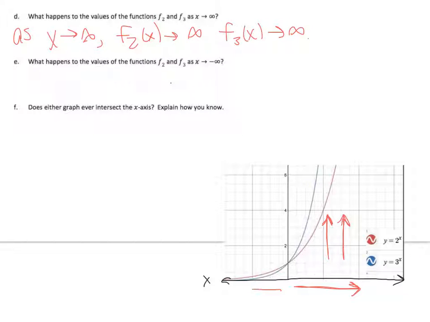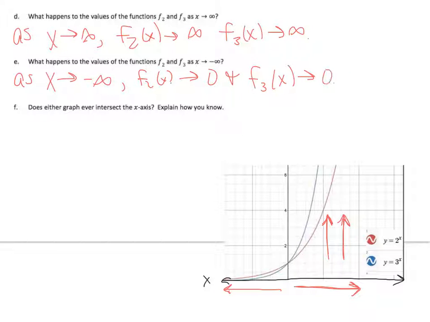So now we're just looking at it this way. As x approaches negative infinity, what's happening to the y's? Well, the y's are approaching 0. As x approaches negative infinity, f2 of x approaches 0, and f3 of x also approaches 0.